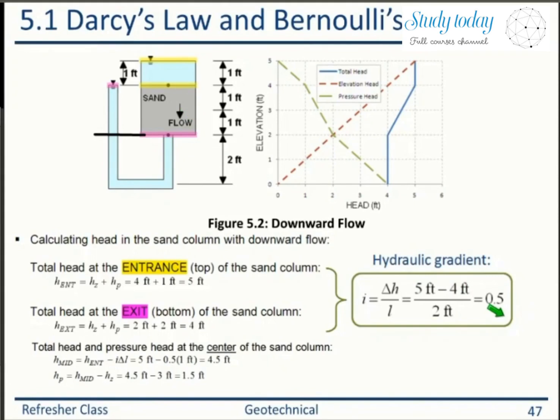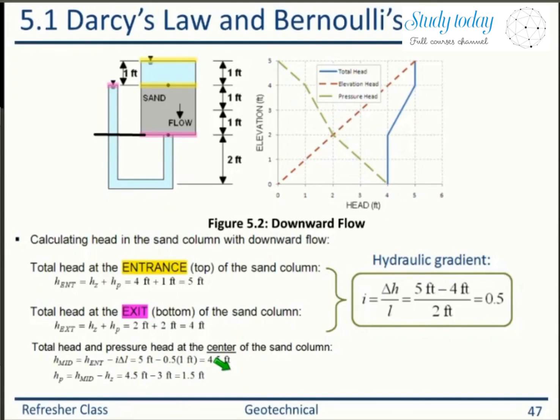Once you know the hydraulic gradient is 0.5, then if you want, you can calculate the pressure head at the midpoint. To calculate the pressure head at the midpoint, first calculate the total head at the midpoint. Total head here is 5, total head here is 4, so total head here would be 5 minus hydraulic gradient I, 0.5, multiplied by the length from here to here. So that is 5 minus 0.5 times the length 1, which gives you 4.5. This is your total head.